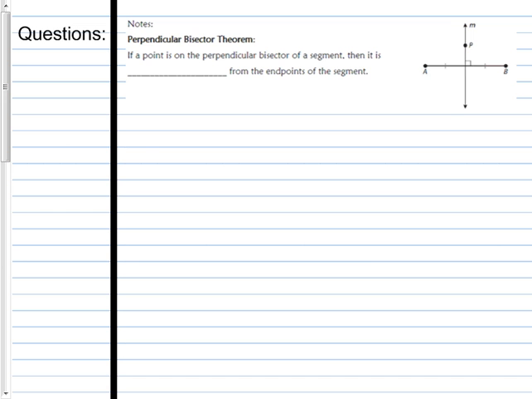Get started right away. On your notes, you will see that you have the perpendicular bisector theorem. And it says that if a point is on the perpendicular bisector of a segment, then it is equidistant, or another way to say it is equal distance. When you combine it together, it's equidistant from the endpoints of the segment.